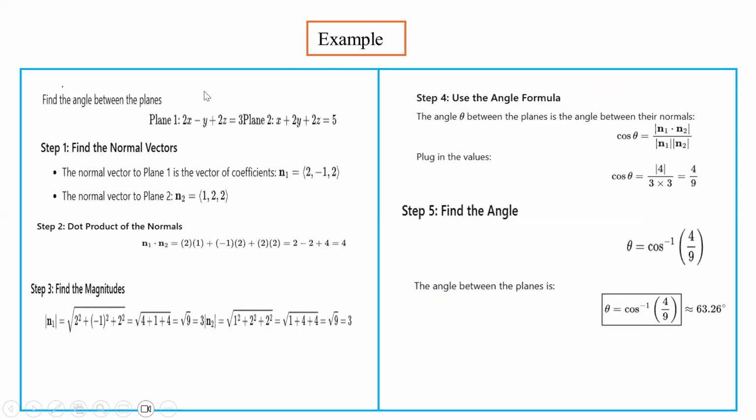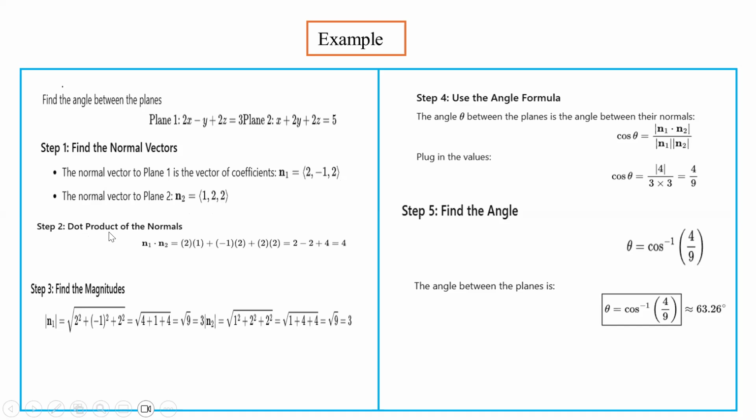Second example, we're going to find the angle between the planes 2x minus y plus 2z equals 3, and x plus 2y plus 2z is equal to 5. The first thing we're going to do is find the normal vectors. The normal vector to plane 1, N1, is the vector of coefficients 2, -1, 2, as you can see here. And the normal vector to plane 2, N2, will be 1, 2, 2.